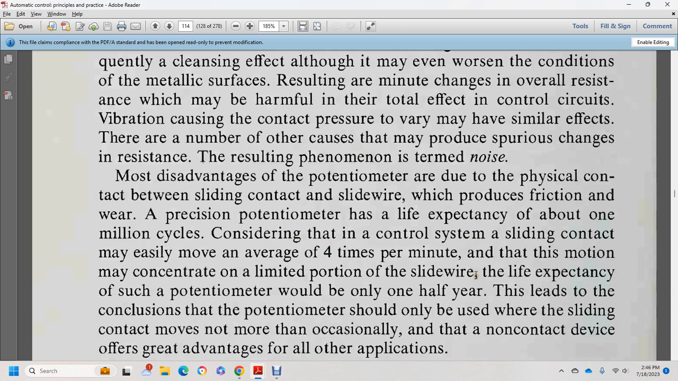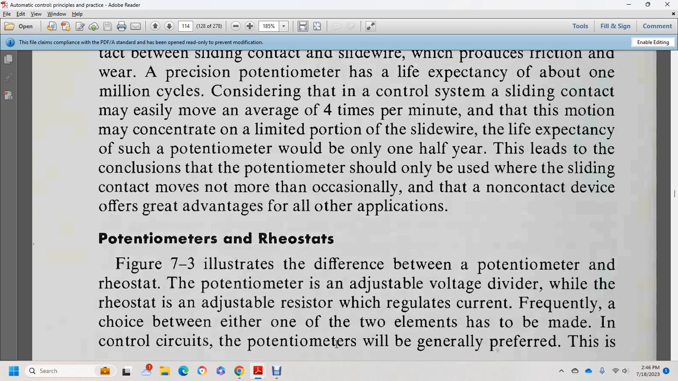Most disadvantages of the potentiometer are due to the physical contact between the sliding contact and the slide wire, which produces friction and wear. A precision potentiometer has a life expectancy of about 1 million cycles, but in a control system a sliding contact may easily move an average of 4 times per minute. This motion may concentrate on a limited portion of the slide wire, so the life expectancy of such a potentiometer would be only 1/2 of a year. This leads to the conclusion that a potentiometer should only be used where the sliding contact moves not more than occasionally, but the non-contact device offers greater advantage in all other applications.